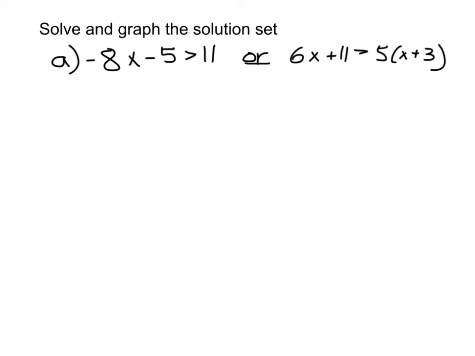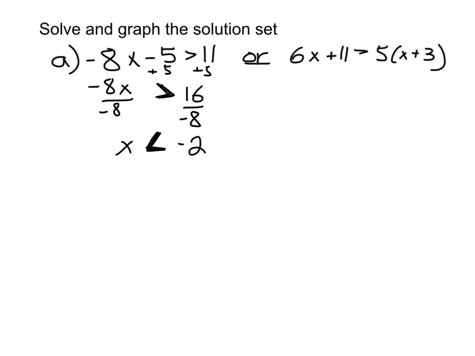Let's go ahead and get started by, first, adding 5 to both sides to get the x term by itself here. So I'll have negative 8x is greater than 16. Then I'm going to divide both sides by negative 8. Remember that since I divided by a negative number, I'm going to flip the inequality. So instead of negative 8x over negative 8 being greater than 16 over negative 8, now it's x is less than negative 2. Okay, so I flipped the inequality.